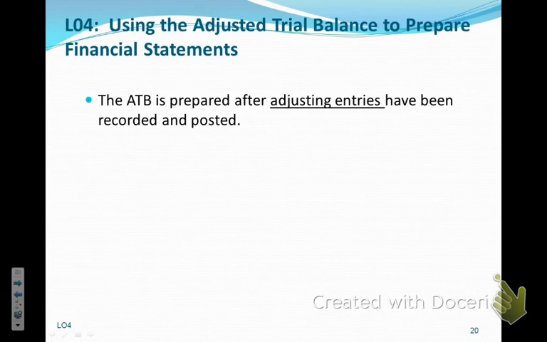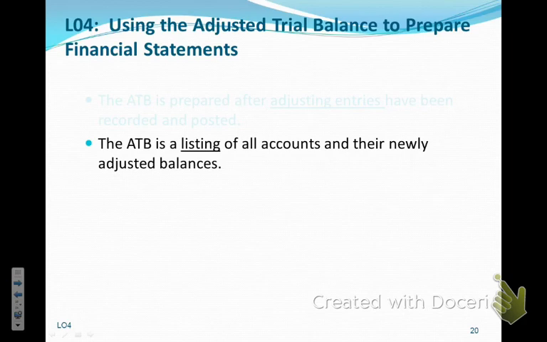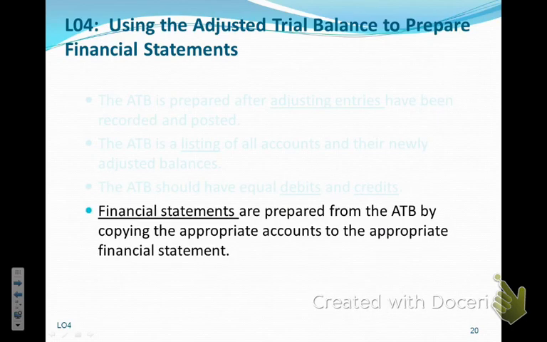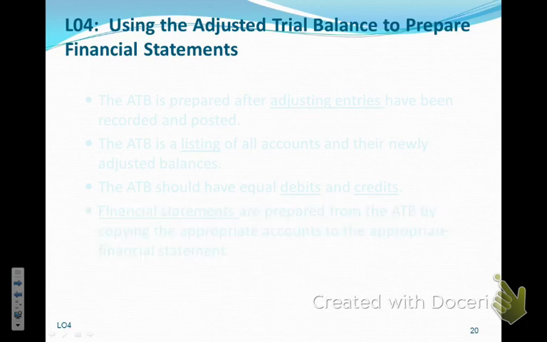The adjusted trial balance is prepared after the adjusting entries have been both recorded and posted. So the journal entry is recorded and then the transactions in the journal are posted to the ledger. The adjusted trial balance is a listing of all the accounts and their newly adjusted balances. And then lastly, the adjusted trial balance should have equal debits and credits. And then we use them to prepare the financial statements.